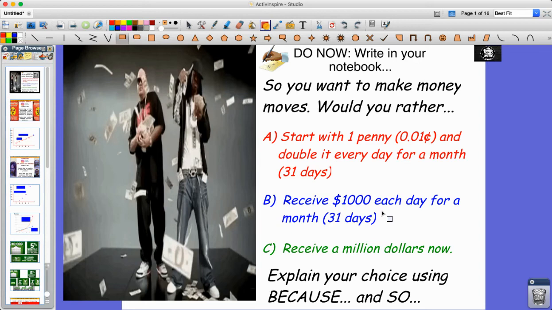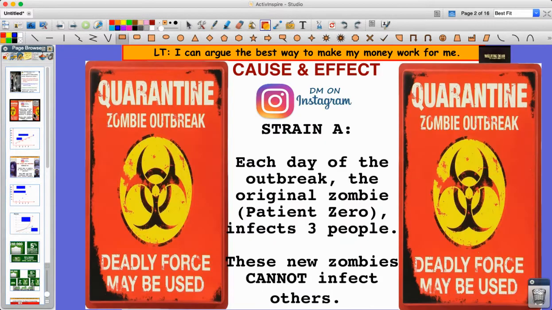In your do now, you selected one of these three choices and you explained why you selected that choice using "because" and "so." Today we're going to work on an economic idea, but before we start talking about the economic idea, we're going to work on a simulation. So the simulation deals with a zombie outbreak, and this will show us the scale of cause and effect.